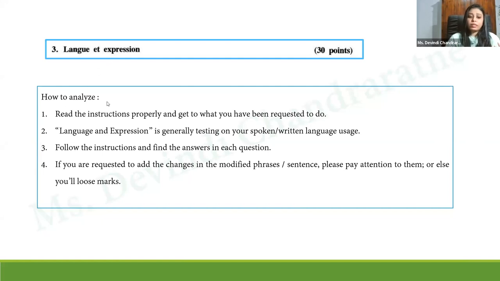So this part does not contain only one type of question. This contains some different kinds of questions. We'll be discussing the kinds of questions that you will be getting. Okay, stay tuned. So the analysis module. Read the instructions properly and understand what you have been requested to do. For example, imagine that you have four questions under this language and expression part together. You have four questions. So if you have four questions, they will be provided with different kinds of instructions. So reread them if you don't understand.